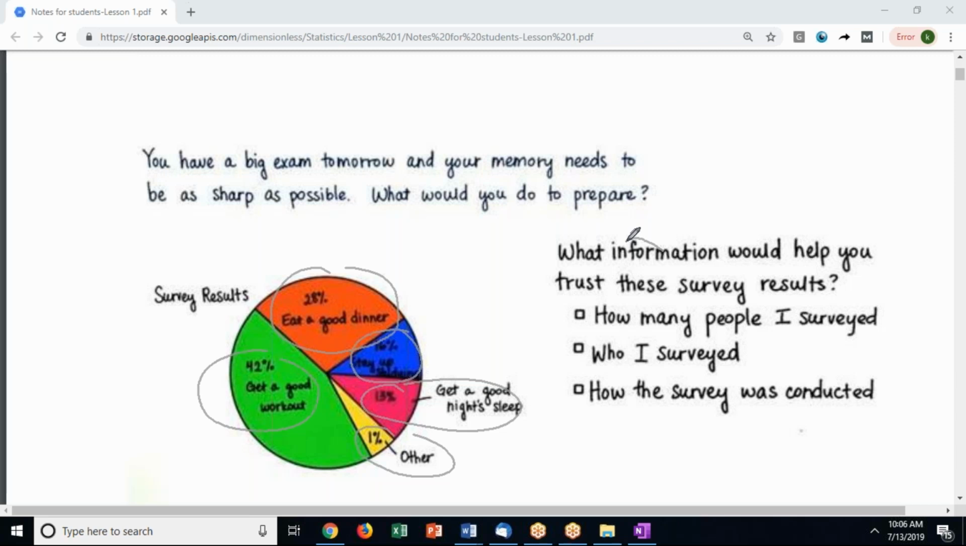Now, which information out of these, consider this to be A, B, and C, which of these three pieces of information would help you decide whether the results are good enough or not, whether I should trust the results or reject the results of the survey? Think about it and answer on the chat window. You have 30 seconds. Is the question clear to everyone? Is anybody unsure of the question?